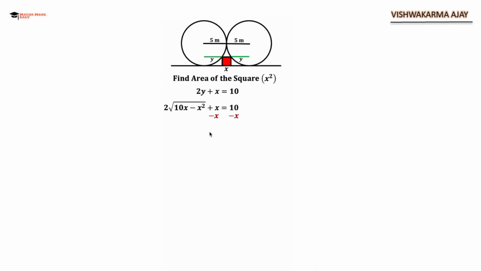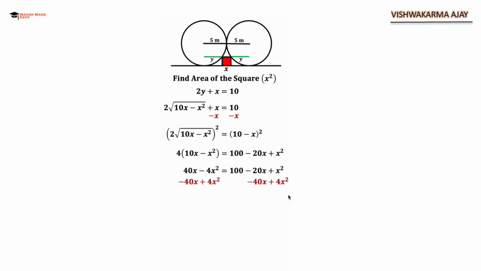We can subtract x from both sides. That'll give us 2 times the square root of 10x minus x squared is equal to 10 minus x. And then we can square both sides of the equation. This square will distribute to both of these, so we have 2 squared, and then we have this stuff squared. 2 squared is equal to 4, and this square root and this square are going to cancel each other out. And then (10 minus x) squared means this times this, and it ends up being 100 minus 20x plus x squared. Then we can distribute this 4, it'll give us 40x minus 4x squared.